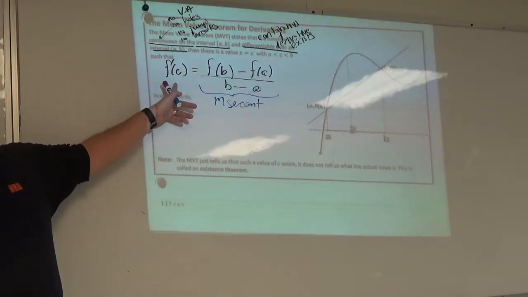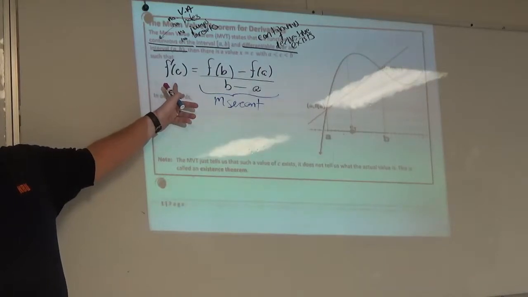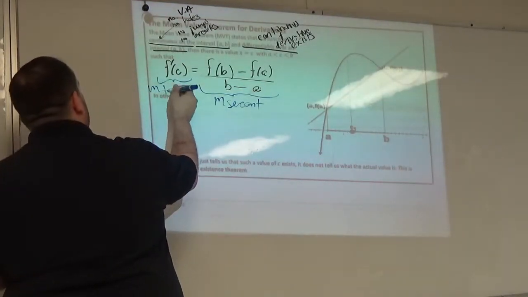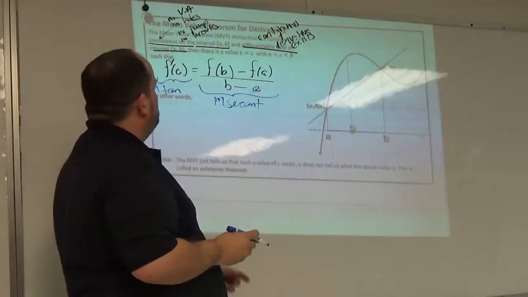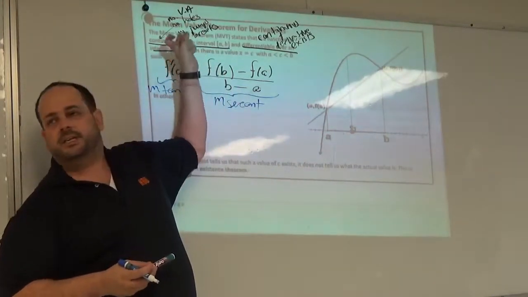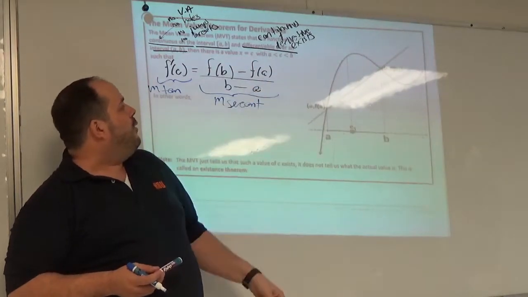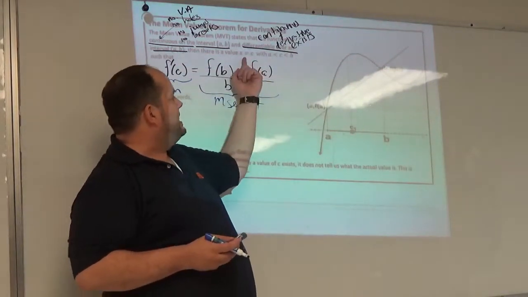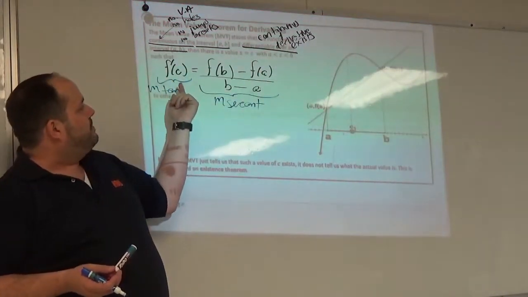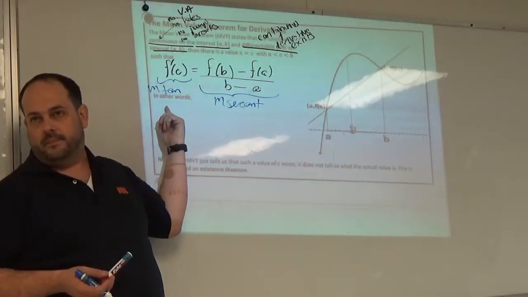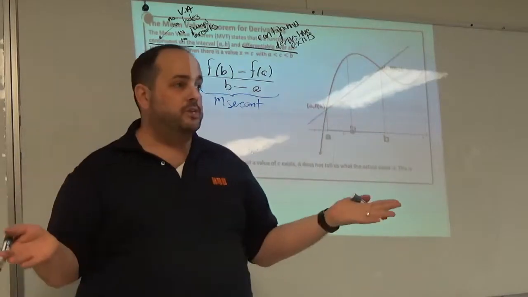Said another way, another way to say the derivative? It's the slope of the tangent line. What the mean value theorem promises you is that if you have a function that is continuous on the closed interval, differentiable on the open interval, you will always find a place, C, in between A and B, where the slope of the secant is equal to the slope of the tangent line. Which is exactly what we just did.